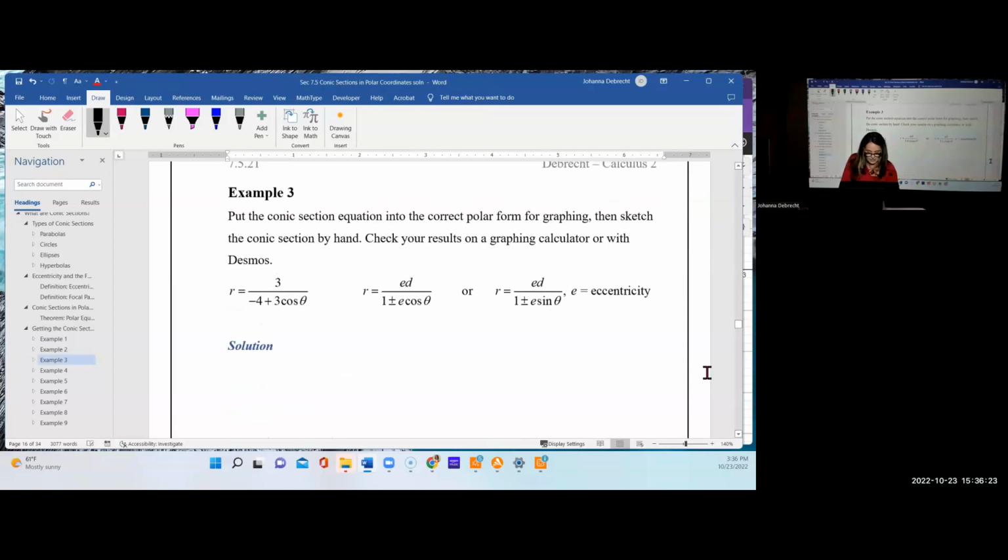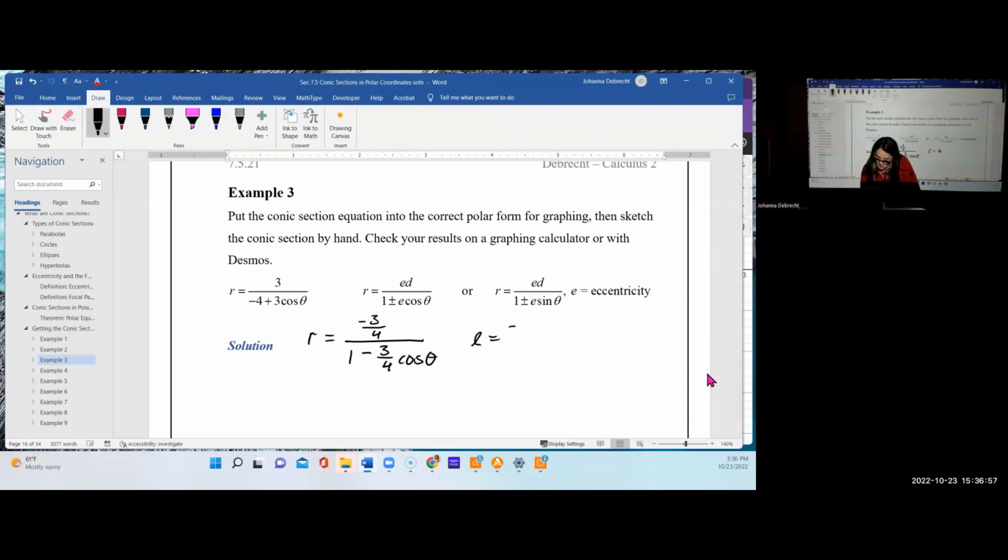Let's take a look at our next one. This one is almost identical to the one we just did, but instead of sine, it has cosine. So instead of running vertically, whatever it is, it's going to run horizontally. So again, we start by making the leading coefficient there in the denominator a +1. So this gives us r equals -3/4 over 1 minus 3/4 cosine of theta.